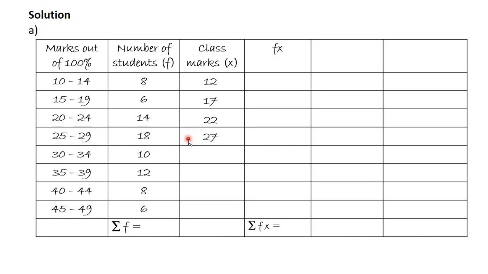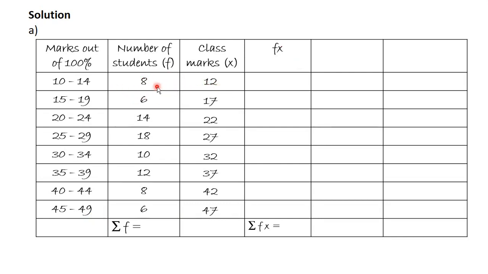Then 30 plus 34 divided by 2, that is 32. And then 35 plus 39 divided by 2, that is 37. Then 40 plus 44, that is 84, divided by 2, 42. And then 45 plus 49 divided by 2 gives us 47. Let's go ahead and also get fx. So we shall multiply f times x.